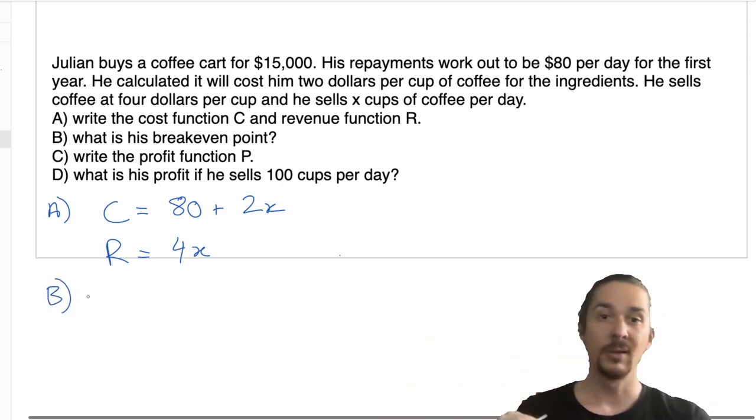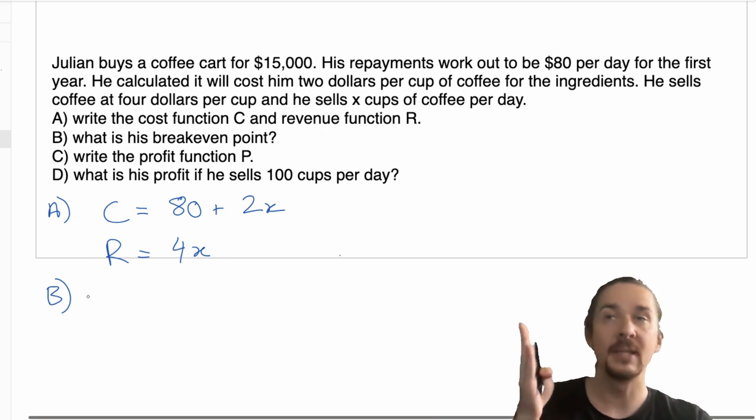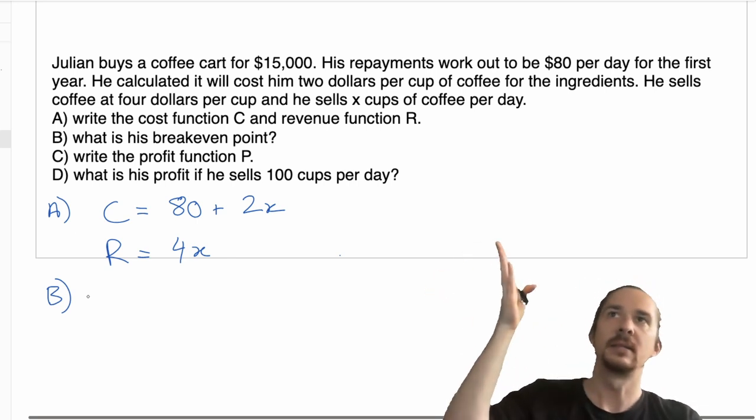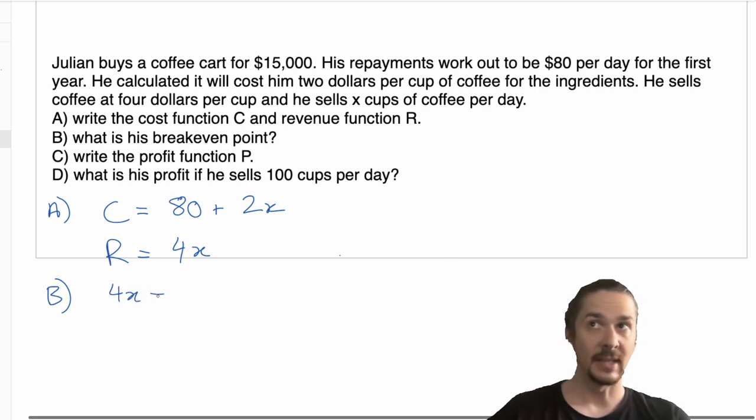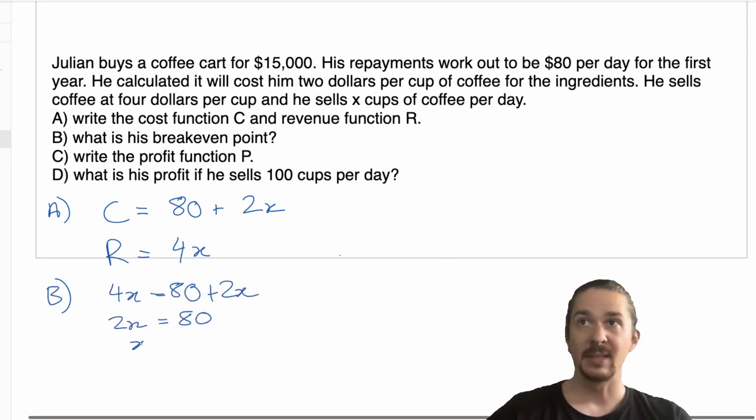Now, C and R are different letters to y, but if we graph these they are both going to be y. It's going to say y equals 80 plus 2x, and it's going to say y equals 4x. So that means 4x equals 80 plus 2x. In other words, 2x equals 80, or x equals 40.